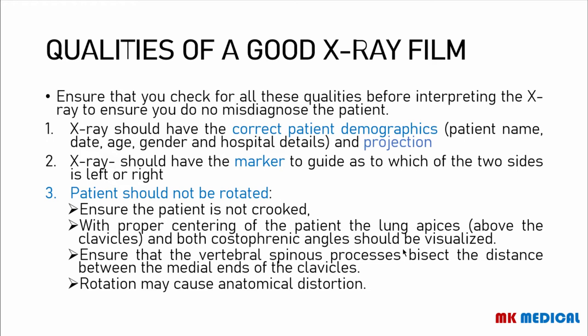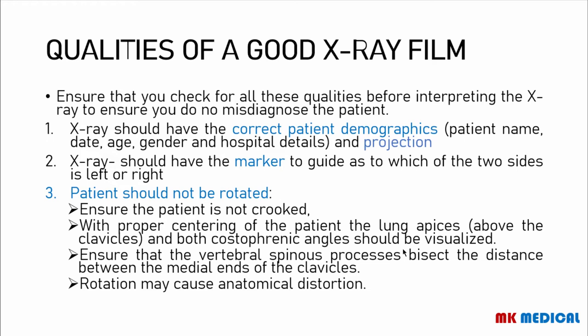Then, of course, there should be a marker to guide you on which side is the left and which side is the right side of the X-ray. If there's no marker, it makes it very hard for you to read this X-ray. For example, in a chest X-ray, the patient may have dextrocardia, where the heart is rotated to the other side, so you may think that the right side is the left. Meanwhile, it's opposite. So ensure that the patient is not rotated.